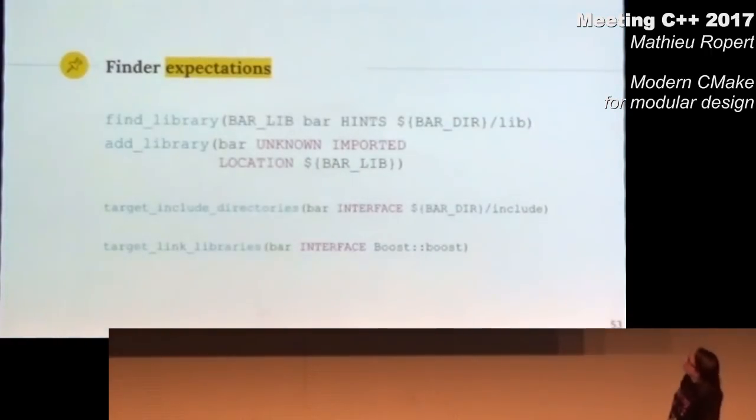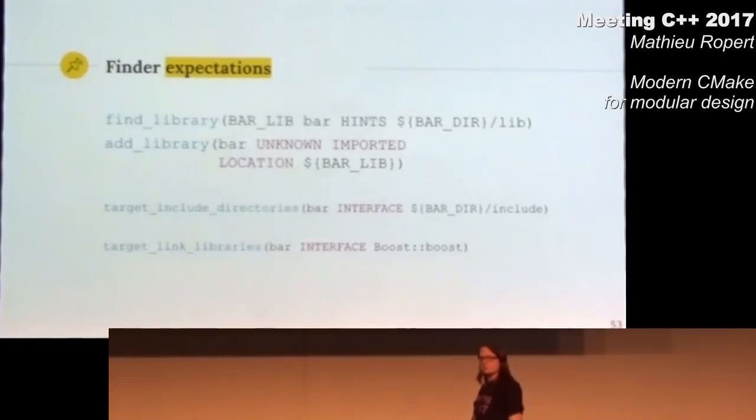It's like 1, 2, 3, 4, 5 lines, not including white space. You just say, okay, I want to find that library. I want to add an imported target. You say unknown because you don't know if it's static or dynamic, and CMake will automatically use the right platform extension to find out if there is a .a or a .dll or a .whatever. Then you say, okay, I want to include those include directories to be part of the interface of the module. And if you have a dependency, you can also express it like it.